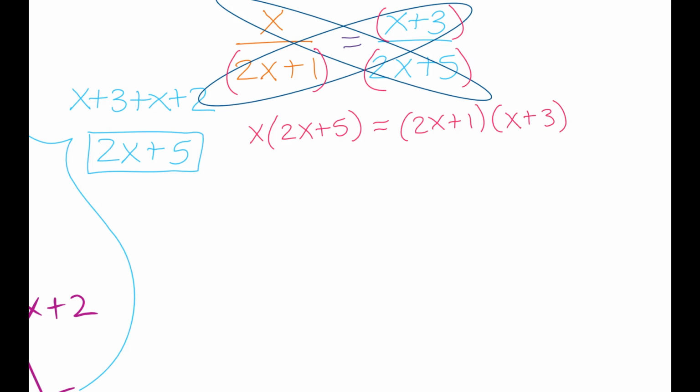What do I do when I'm multiplying one term times two terms? One term times two terms, you can just distribute. So, what is X times 2X? 2x squared. And what's x times 5? 5x.